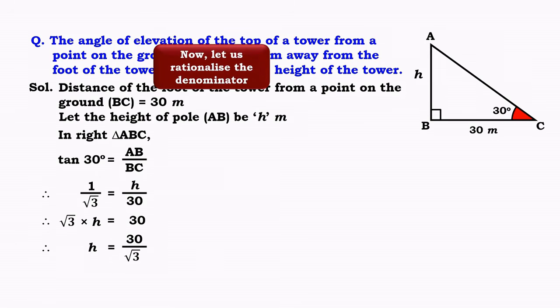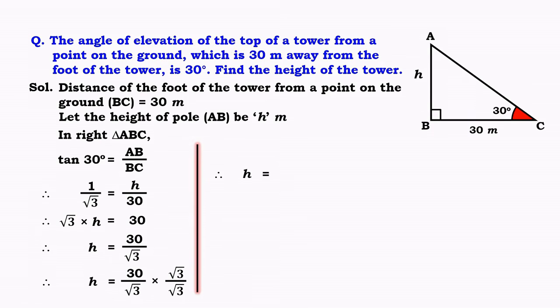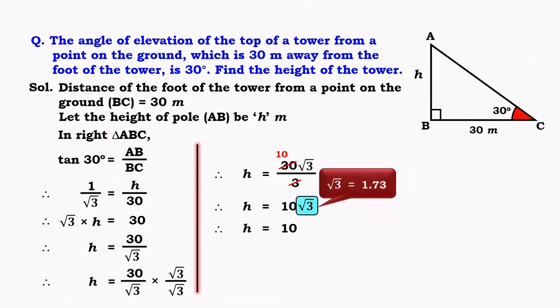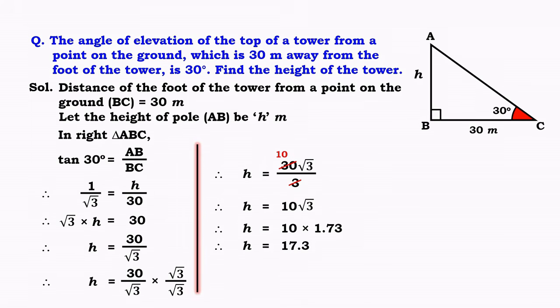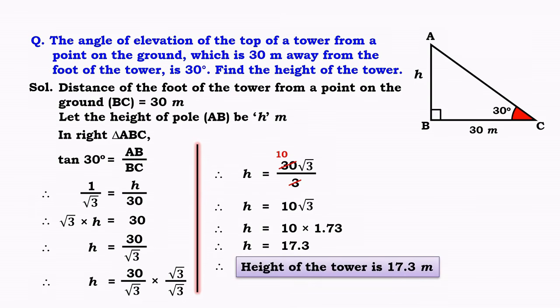We now have a root 3 in the denominator, so let us rationalize the denominator. For this, we multiply both the numerator and denominator by root 3. This gives us 30 root 3 divided by 3. On simplifying, 30 divided by 3 gives 10. Therefore, h is equal to 10 root 3 meters. Using the approximate value of root 3 as 1.73, we get 10 multiplied by 1.73, which is 17.3. Therefore, the height of the tower is 17.3 meters.